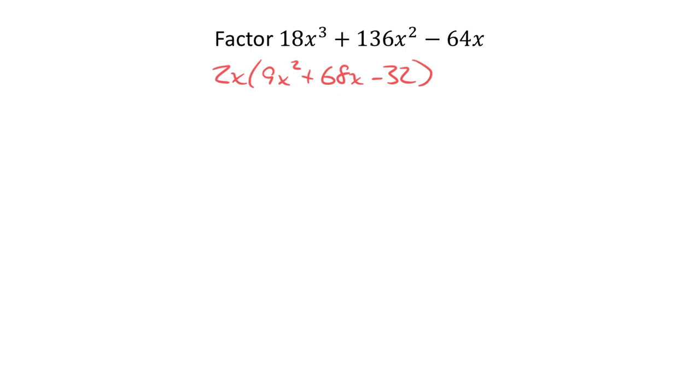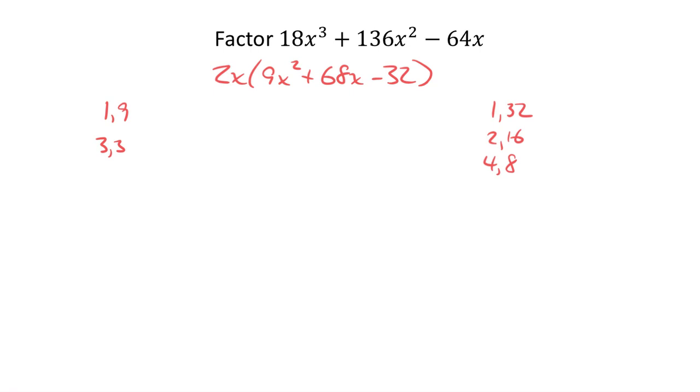Now I look to see if there's anything else in common. 9x squared, or 9, has factors of 1, 3, and 9. Neither of the other 2 factors have a factor of 3 in it, so this doesn't factor any further in that respect. But now we once again need to find 2 numbers whose product is 9. It could be 1 and 9, or it could be 3 and 3. And then we need to find 2 numbers whose product is 32. So 1 and 32, 2 and 16, or 4 and 8.